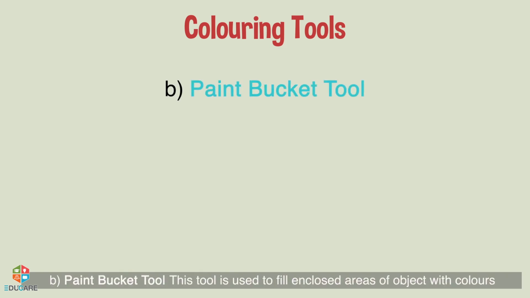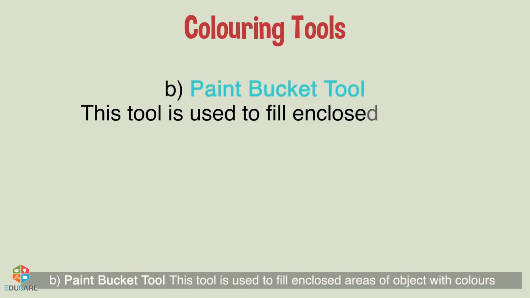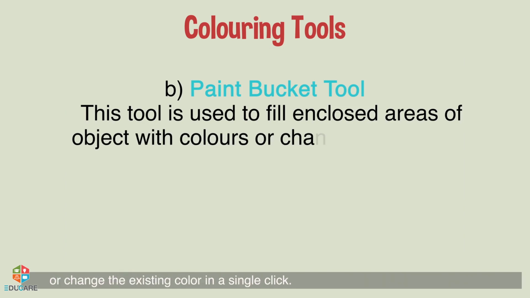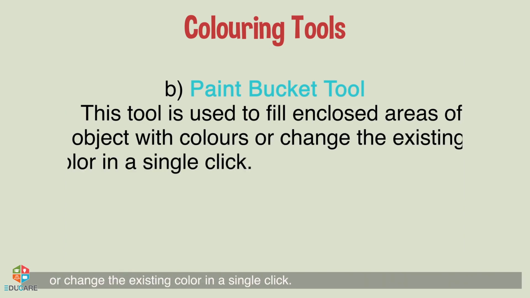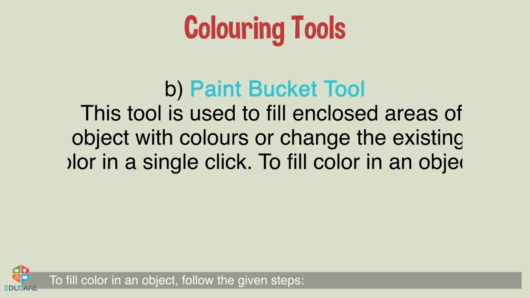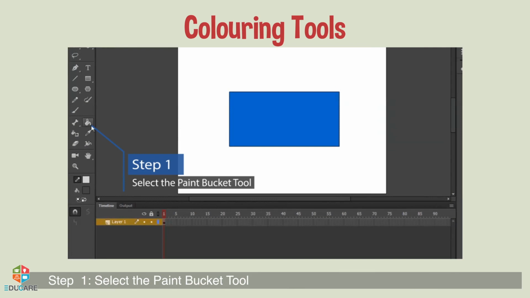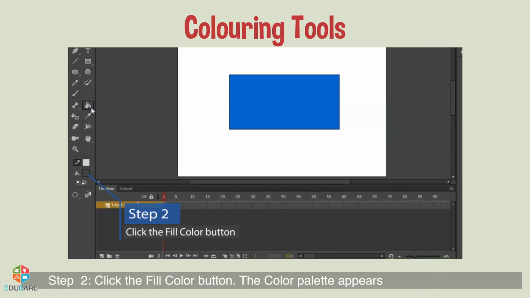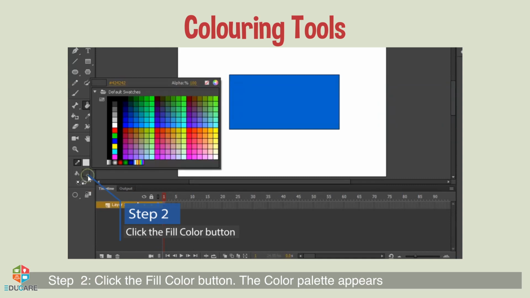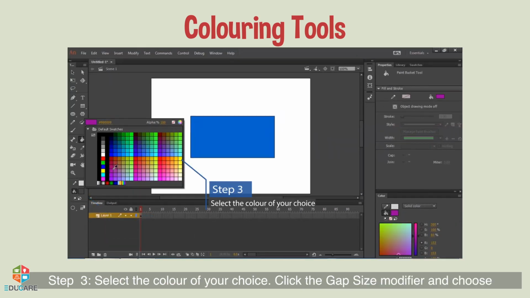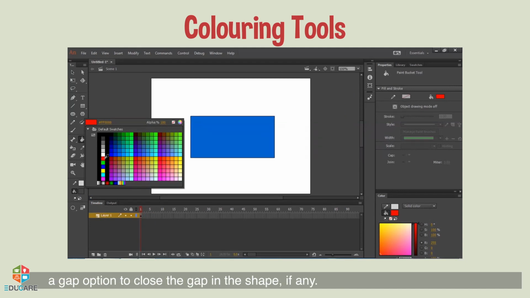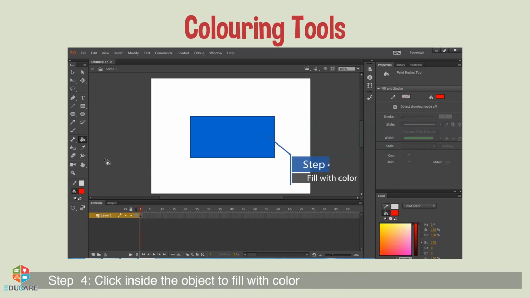Paint Bucket Tool. This tool is used to fill enclosed areas of an object with colors or change the existing color in a single click. To fill color in an object, follow the given steps. Step 1. Select the Paint Bucket tool. Step 2. Click the Fill Color button. The color palette appears. Step 3. Select the color of your choice. Click the Gap Size modifier and choose a gap option to close the gap in the shape, if any. Step 4. Click inside the object to fill with color.